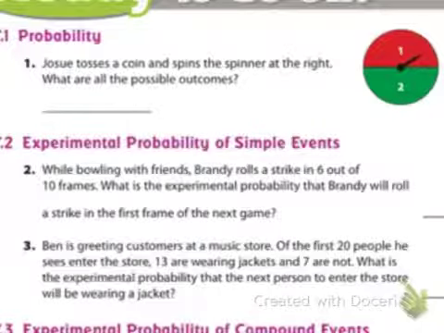All right, so we're going to review probability in preparation for the test. So let's go over some of these problems. When we're reading, we need to make sure that we know what's important. So let's go over 7.1, probability.